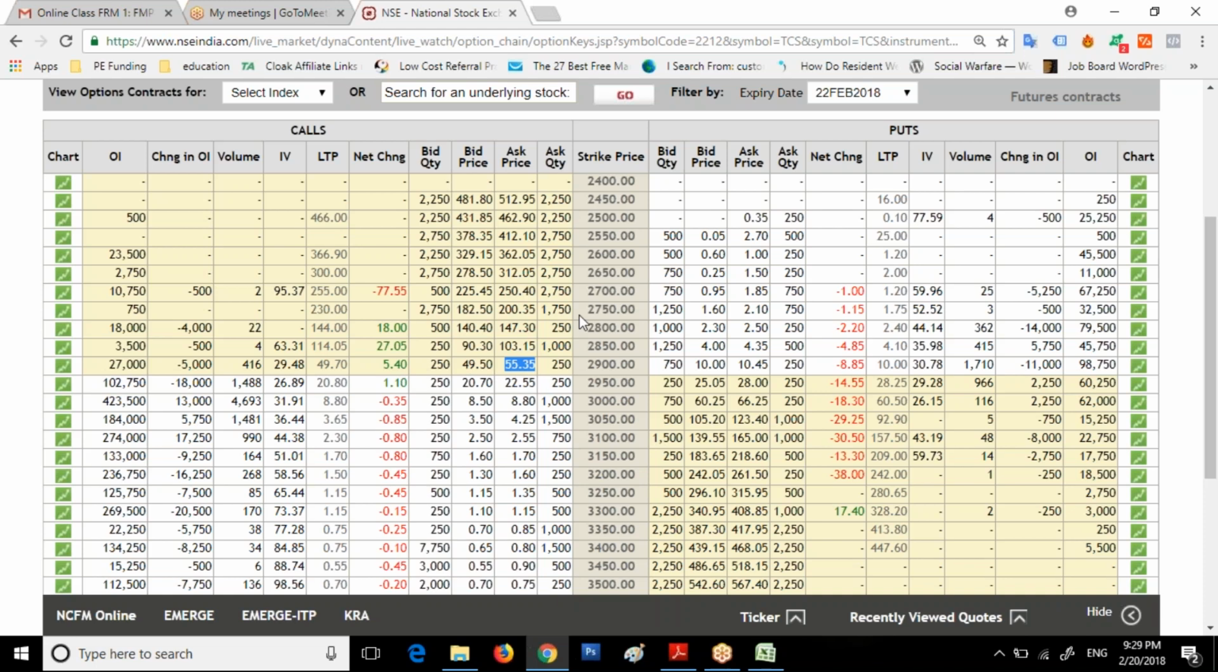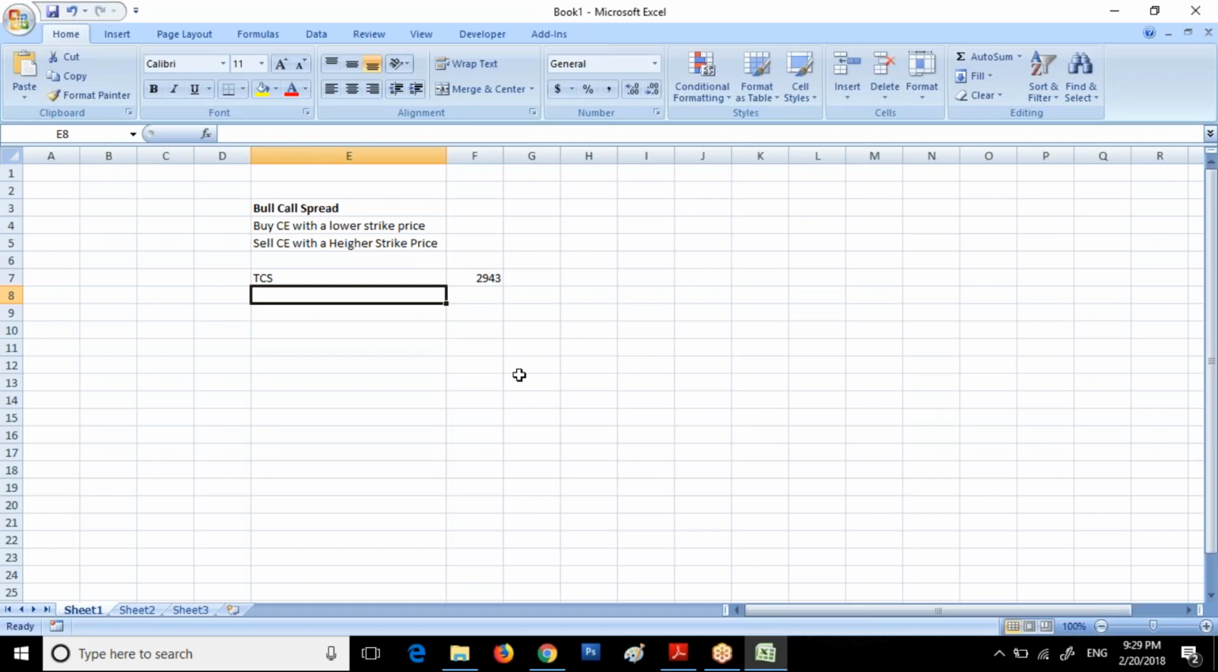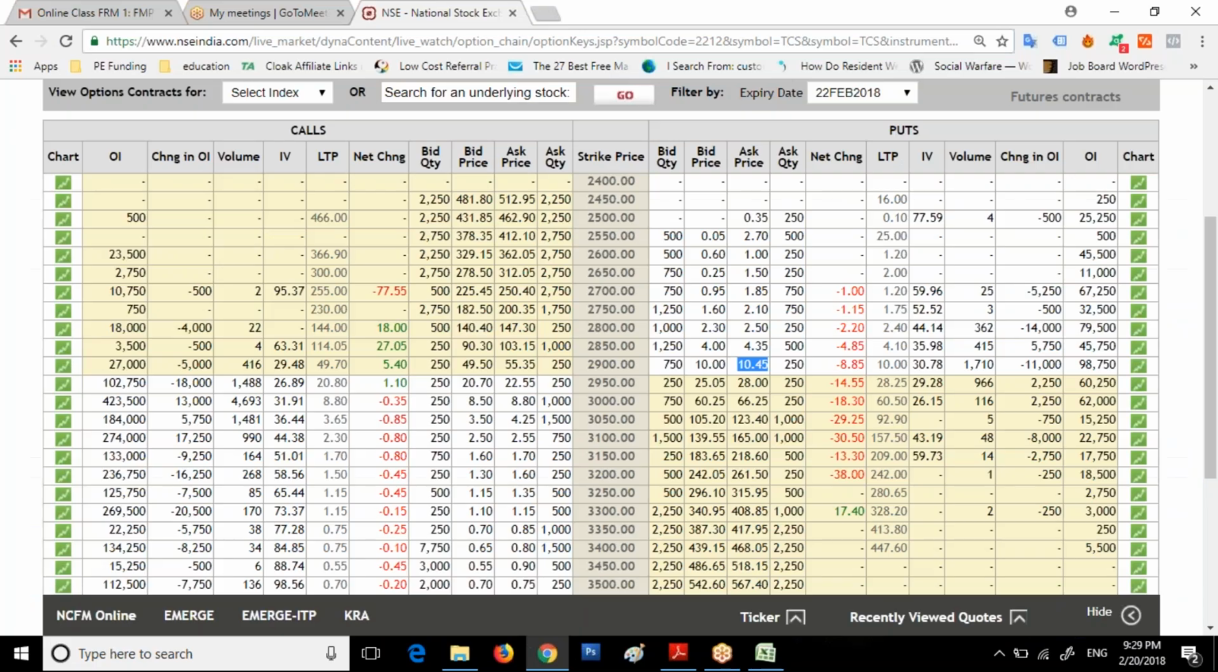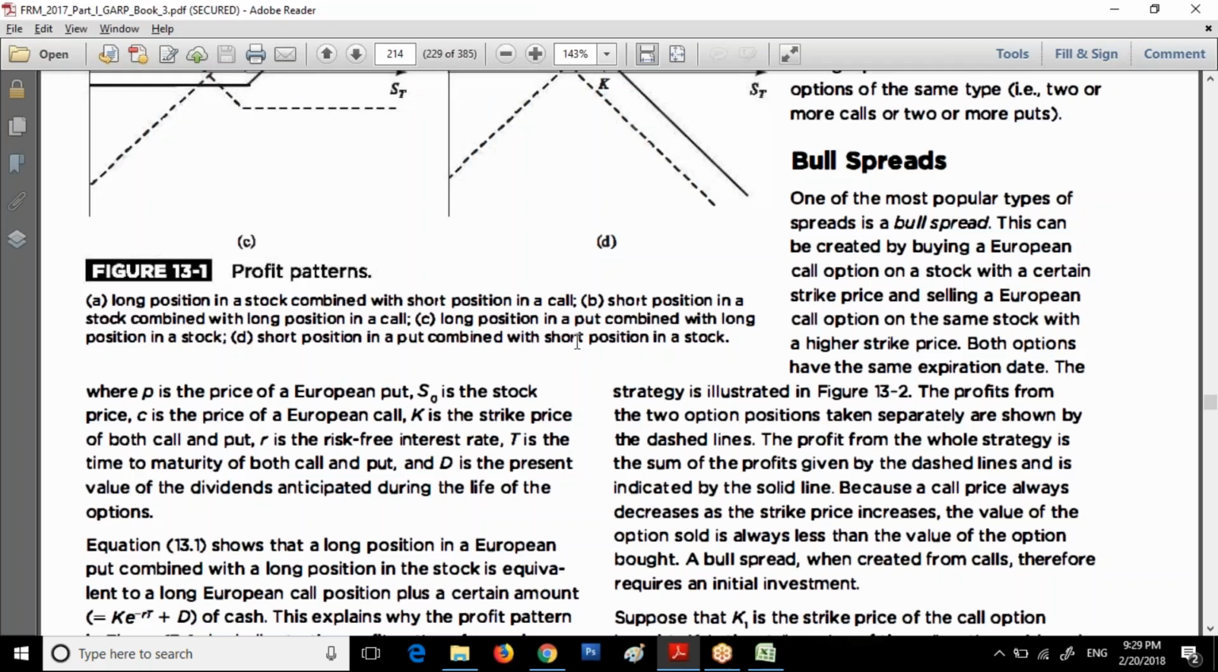Now, likewise we talk about puts, we have the premium for buying is the same as 10 here and 10.45 for the same strike price of 2900. So it says that to create a bull call spread, normally we buy a lower strike price and sell a higher strike price call. So why do we do that? Because higher strike price have lesser premium.